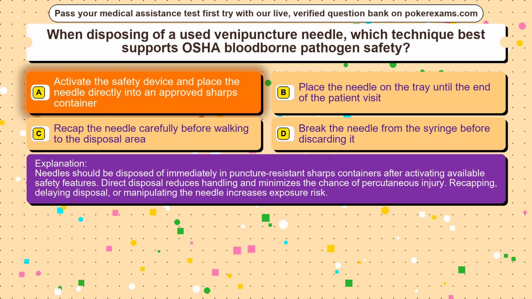Needles should be disposed of immediately in puncture-resistant sharps containers after activating available safety features. Direct disposal reduces handling and minimizes the chance of percutaneous injury. Recapping, delaying disposal, or manipulating the needle increases exposure risk.